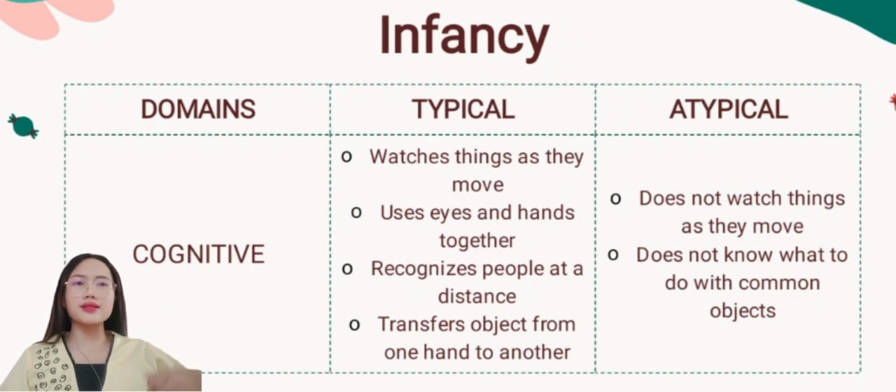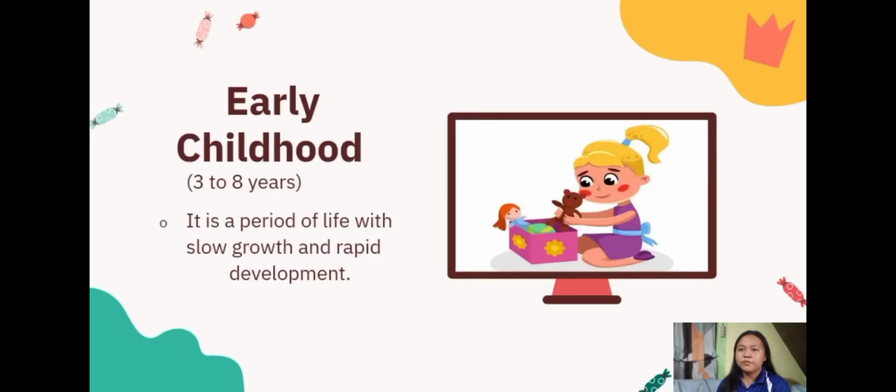Early childhood, which is from 3 to 8 years old, is a period of life with slow growth and rapid development. Most psychologists label this stage as the exploratory and questioning stage since children enjoy discovering new things in their surroundings. A child's development may be typical or atypical. The term typical development refers to the normal progression where children grow by acquiring knowledge, skills, and behavior. Atypical development is a term used when development does not follow the normal course.